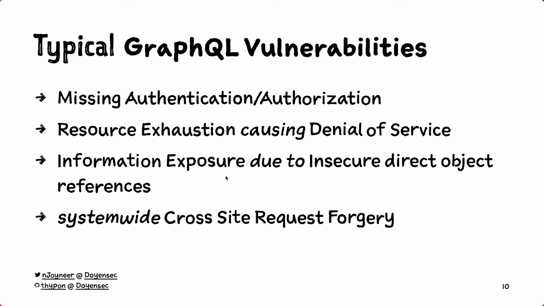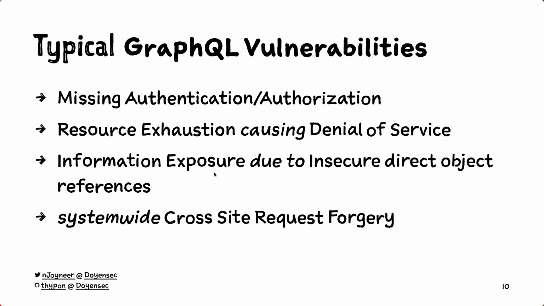Typical GraphQL vulnerabilities include missing authentication, denial of service, information exposure, and system-wide cross-site request forgery. For what concerns missing authentication, since GraphQL does not enforce any specific authentication method, it is up to the developer to implement something specific for his application. For what concerns denial of service, given the attacker can precisely control the query format, they can issue problematic queries which may cause a denial of service on the server.